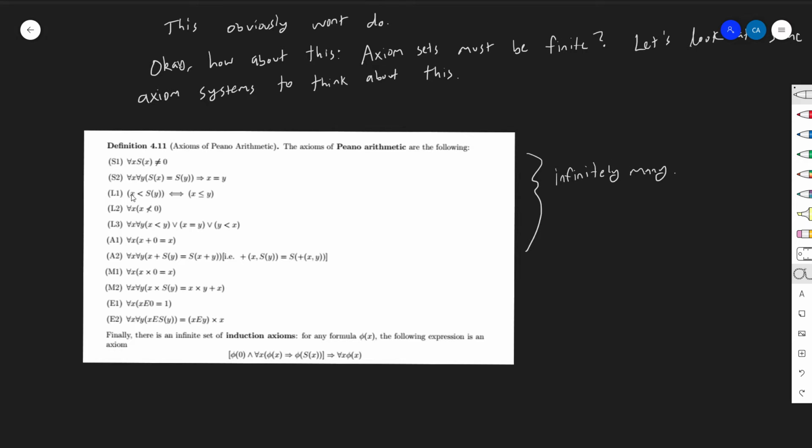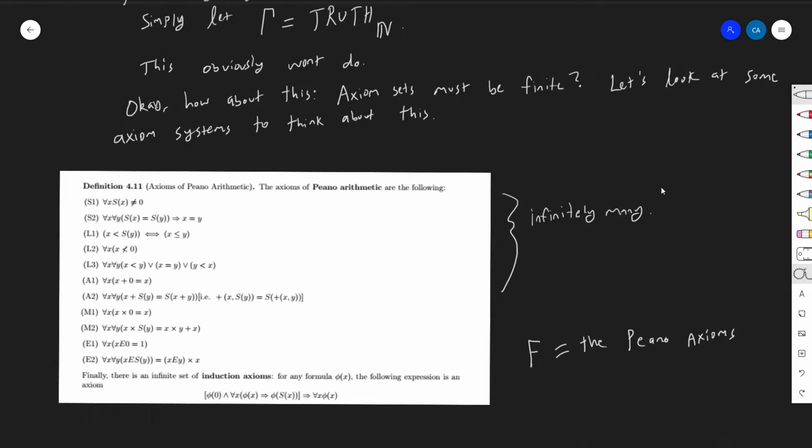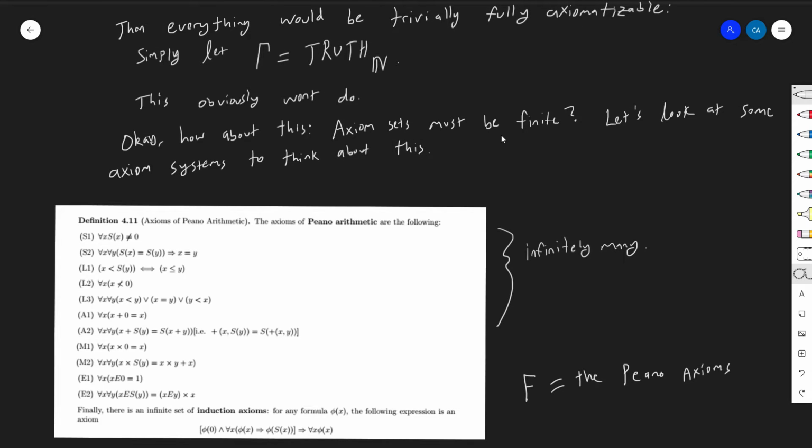These are all single axioms, one at a time. This is a single axiom, this is a single axiom, this is a single axiom. They're all single axioms, but then this is actually an infinite set of axioms. If you take them all together, the entire set, you generally denote it F equals the Peano axioms. This is an infinite set. And in order to have induction as an axiom, you need an infinite set, which it seems like you do because you need to be able to use any formula here. Then this assumption that we had before, that axiom sets must be finite, is a little too constrictive, I think. Let's see another example of that.